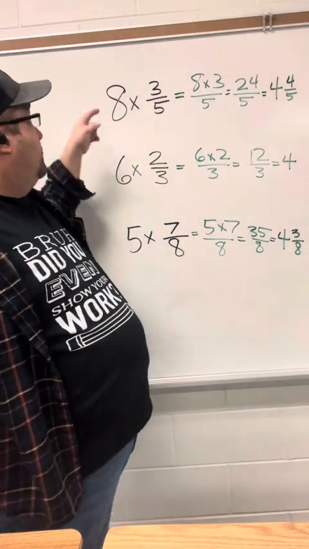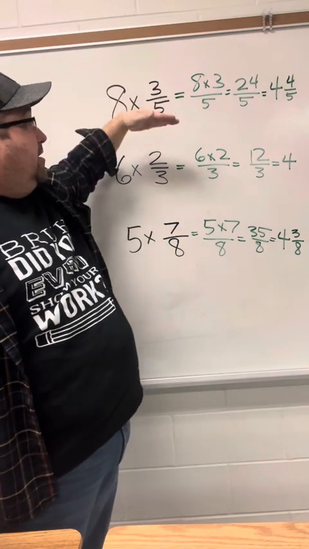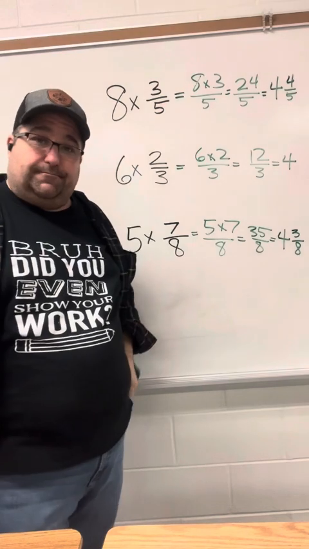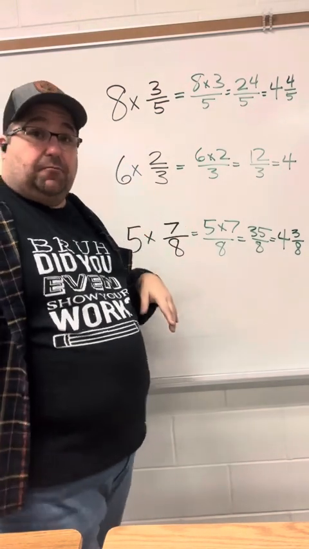All you do is multiply the numerator by the whole number. That stays up top. And then your denominator stays whatever it was. Next time we'll get into what if we have 2 fractions. So, keep up the good work, guys.